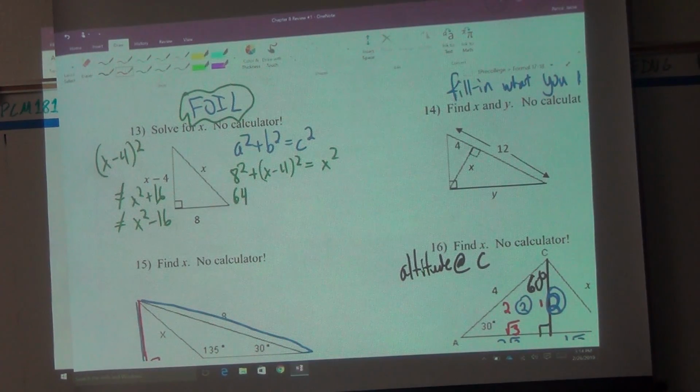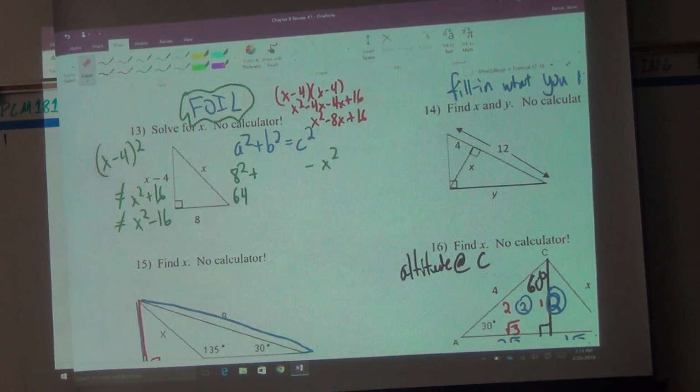Would you walk me through that FOIL, please, Matt? X squared minus 4x minus 4x plus 16. And then those negative 4x's combine to make an 8x. Perfect. So x minus 4 squared is x squared minus 8x plus 16.